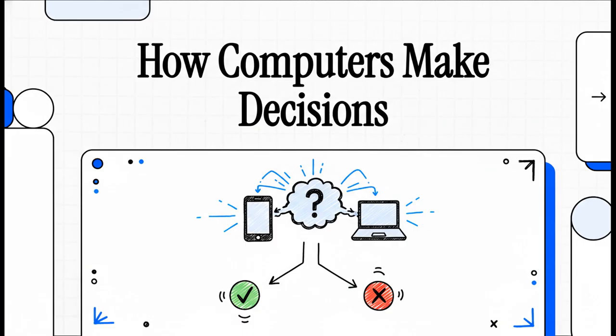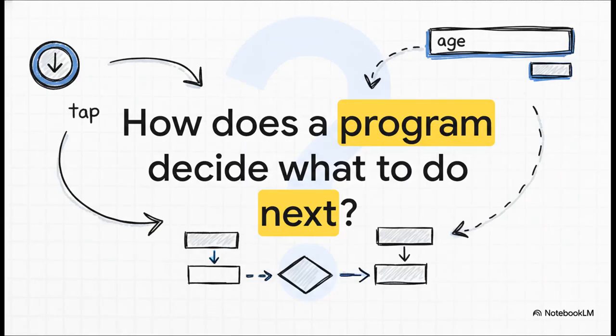It feels like it's making decisions, right? Well, today we're going to pull back the curtain and show you exactly how the programs you use every day make choices. It's actually simpler than you might think. Let's dive in. It really all boils down to this one question. When you tap a button or type something in, how does the software know what to do? It's not some kind of magic.